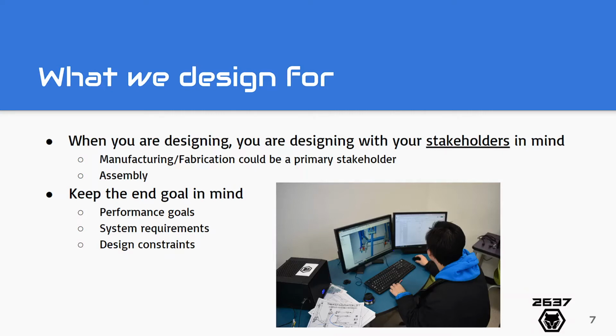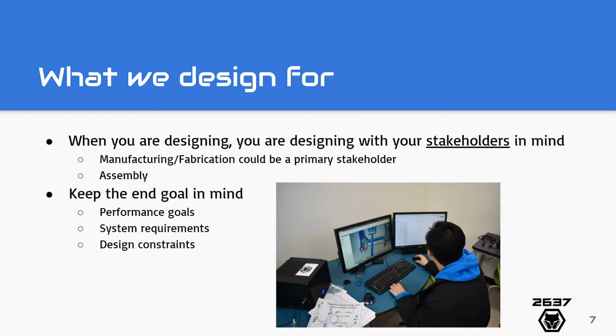The end goal is your performance goals, system requirements, and design constraints. Performance goals you usually lay out before you start CADing, and these are what you want to achieve through what you designed. The system requirements and design constraints are the constraints that prevent you from making super fancy and overcomplicated systems. They can be cost, time, or ability. These abilities can be manufacturing ability, or they can be programming ability.